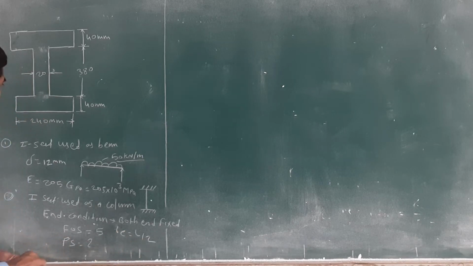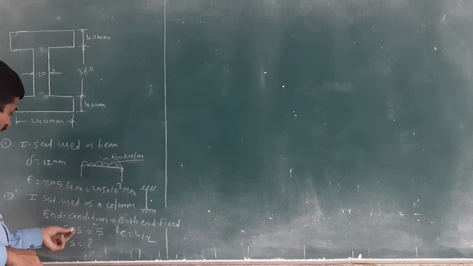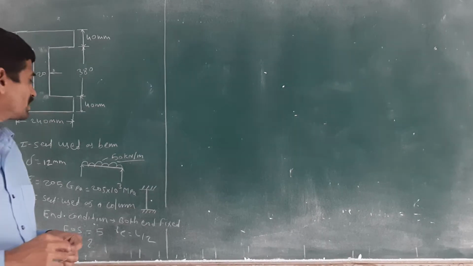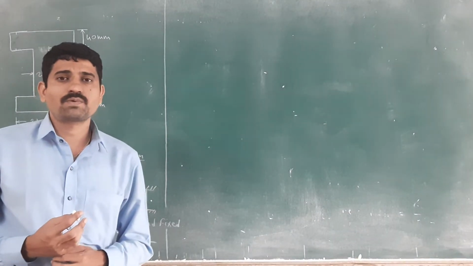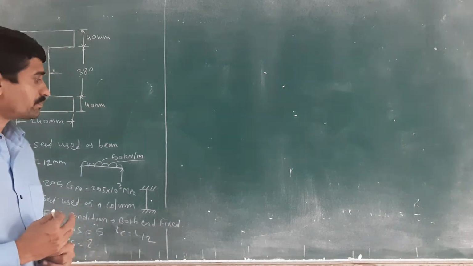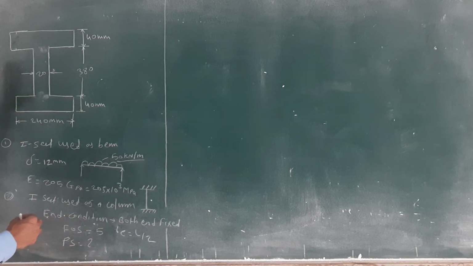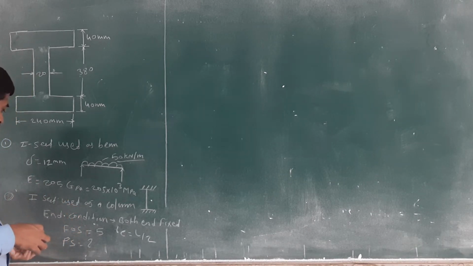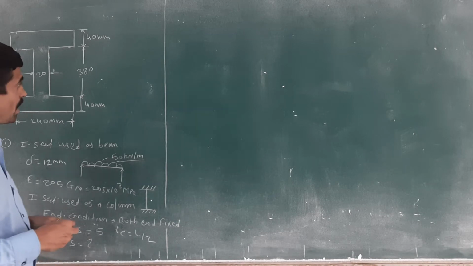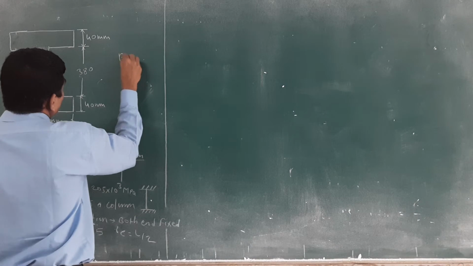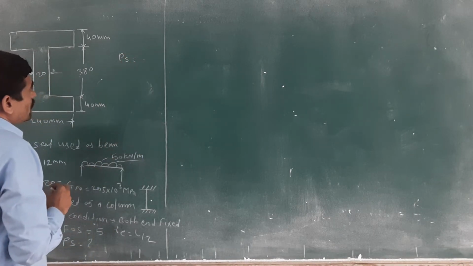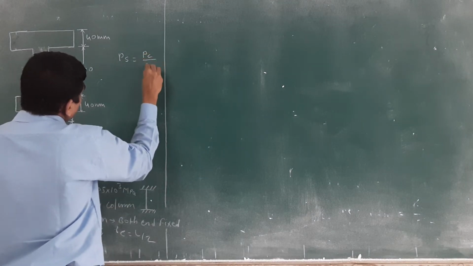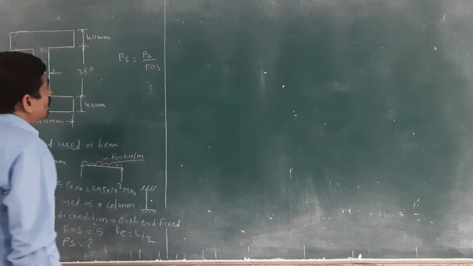Then they have given the factor of safety, FOS is equal to 5, and we want to find out the safe load. Then how to calculate the safe load? Guys, remember, first you note what is given in the numerical. Then you have to write the given data and see what we want to calculate. The safe load is denoted by PS. First we calculate the crippling load divided by factor of safety. This formula will give the safe load value.